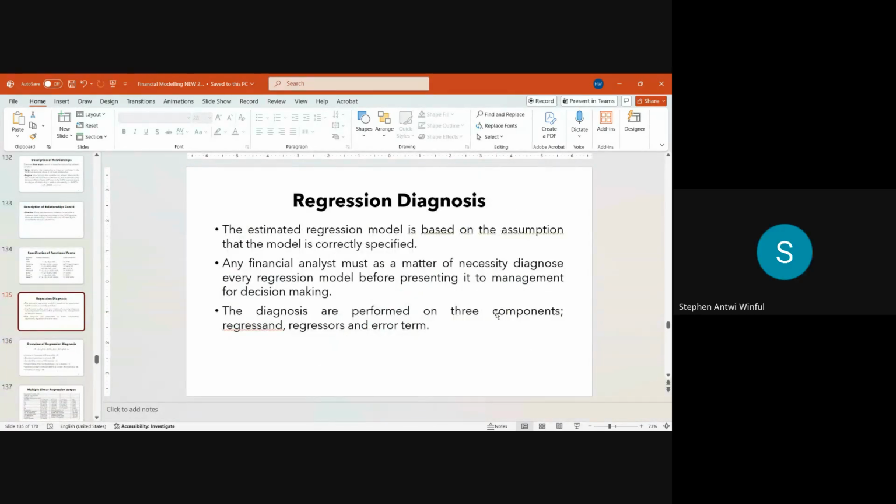Now the key issues. We are now moving towards sections 5 and 6, and then 3. The question now is: assume anybody at all presents any model and estimate, should we take the output hook, line, and sinker that it is good?